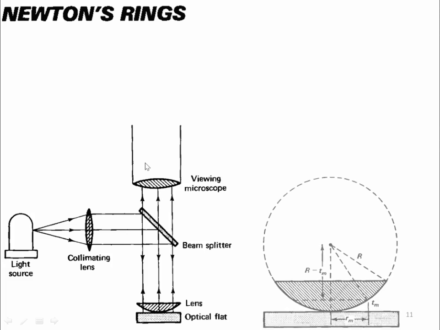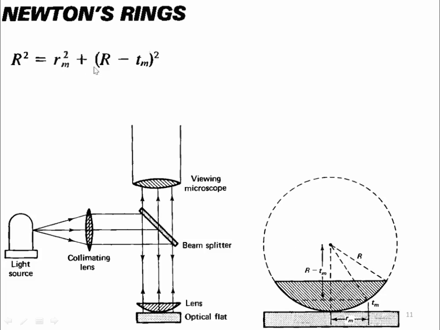Now, depending upon where the condition is satisfied, the situation is like this. This is your plano-convex lens, which of course has some radius of curvature. If we apply some basic trigonometry, rather the Pythagoras theorem, we can say R squared, where R is the radius of curvature.